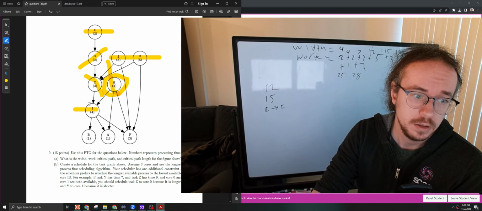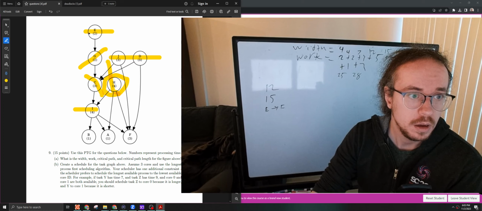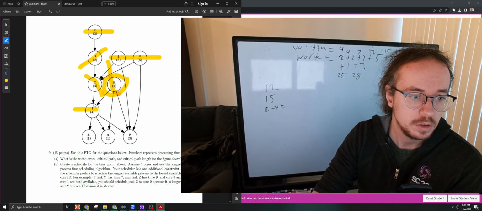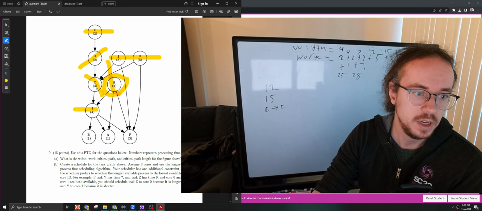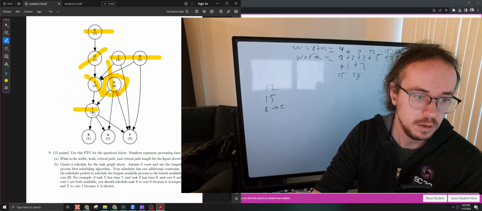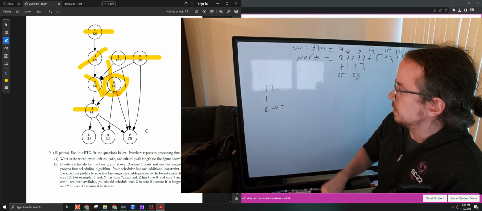5, 8, 12, 13, 15. That makes me look like I miscounted. 5, 8, 12, 15. And this one was 2, 4, 7, 11, 14. So previously this had only added up to 14, but now we found it's 15.